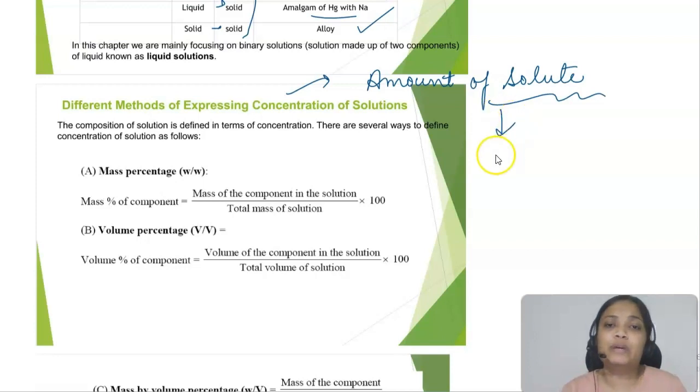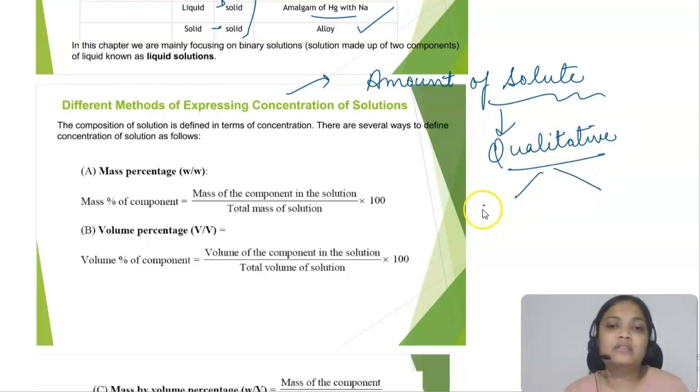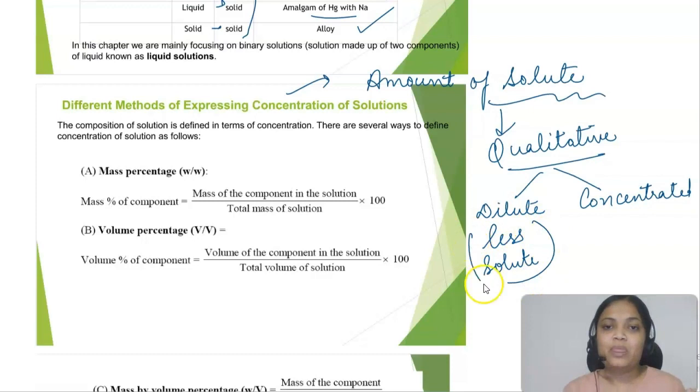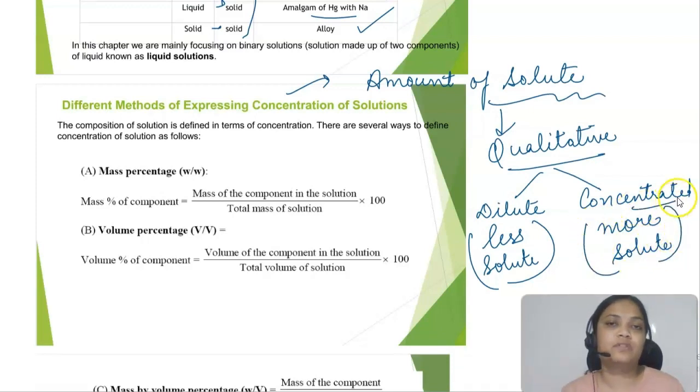It can be done in two ways, students. A qualitative way and then a quantitative way. So in the qualitative way, we will just say whether the solution is dilute or concentrated. Now what does that mean? Dilute solution means the one having very little amount of solute in it. Whereas concentrated solution means the one having more solute, a large amount of solute present. That will be a concentrated solution. But can you tell me how much solute is present by this way?